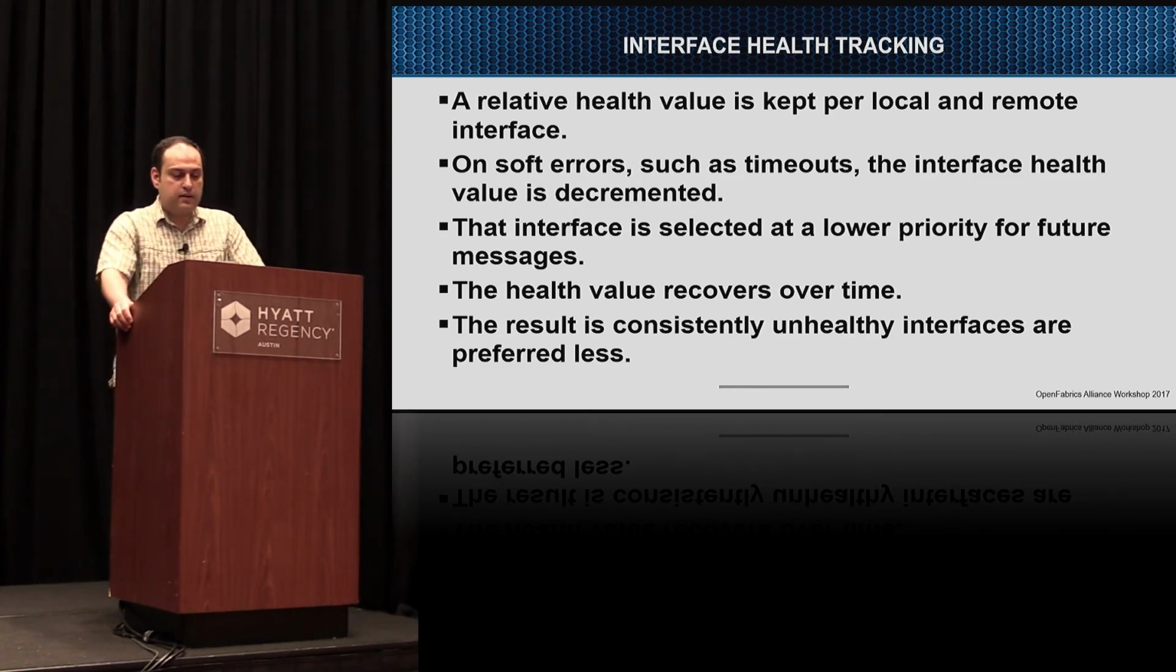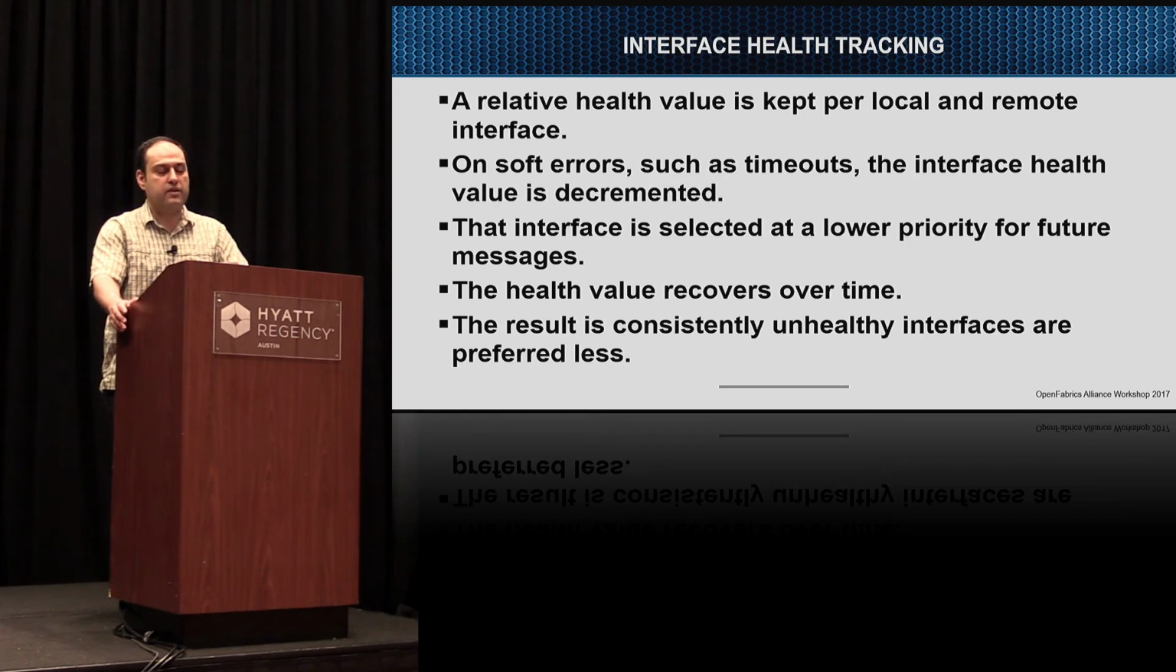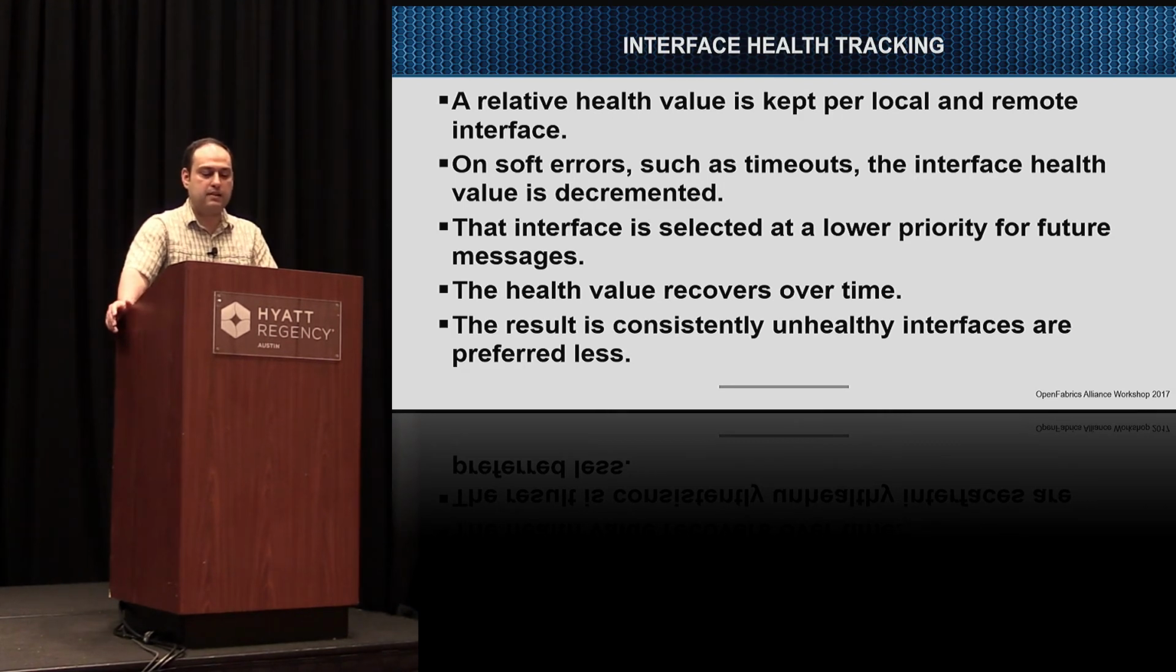So with interface health tracking, we want to be smart when we're picking the interfaces that we're going to send over. We maintain a health value per interface, and whenever we have a soft error on one of those interfaces, we decrement that value. That value will recover over time. The net effect is that consistently unhealthy interfaces will be preferred less and less over time. This is our mechanism to select the local and the remote interface when we're initially sending a message.